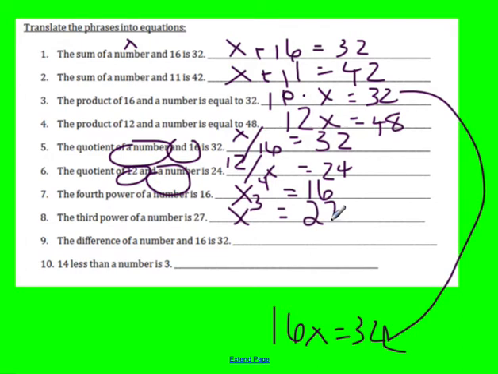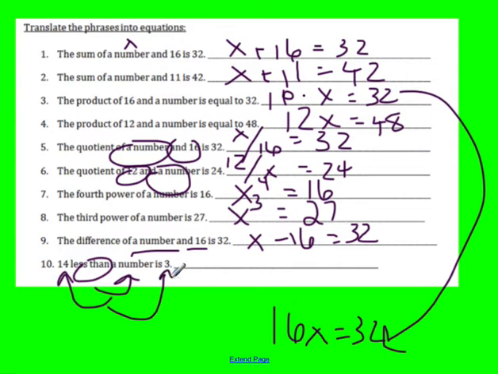The difference of a number and 16, again, difference is another one where we have to pay attention to the order. So we have x, and we subtract 16, and that's equal to 32, because the difference between the number and 16 is 32. For this one, 14 less than a number is 3. Less than implies that we take the number, subtract off 14, and have it equal 3.